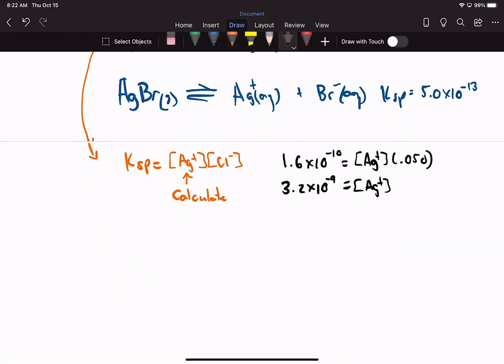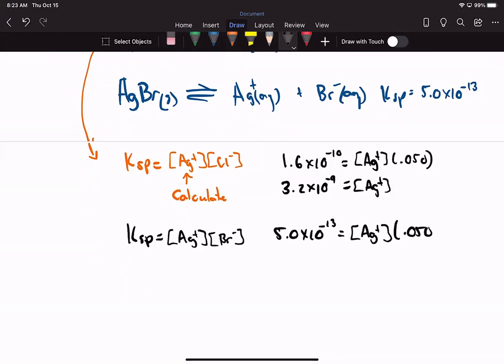Well, now we can do the same thing. Our KSP is equal to the molar solubility of silver, but this time times the molar solubility of bromide, and that's going to equal 5.0 times 10 to the minus 13 is equal to the solubility of silver times 0.050.